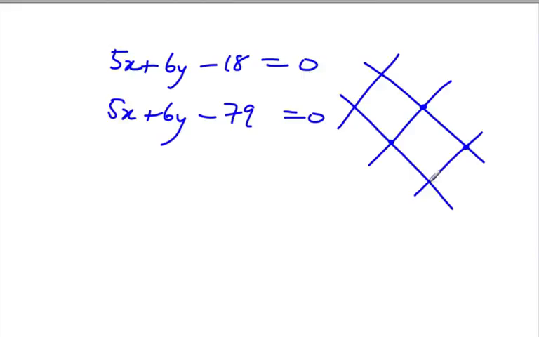So I'm going to take this equation and I'm going to use x equals 0 and work out what the y value is that's on that line. If I put 0 in here, 6y take away 18, what must y be? 6y minus 18, that bit, equals 0. What must y be? 3, clearly, because 18 minus 18 is 0, so we need y equals 3.